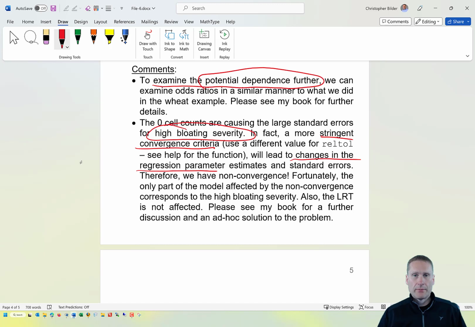So we have non-convergence. Now you might be wondering, wait a second, why are you using this model to do this hypothesis test if we have non-convergence? Well, fortunately, the only part of the model that's actually affected by the non-convergence corresponds to high bloating severity, and this likelihood ratio test actually is not affected by it. Meaning that if I were to use a more stringent convergence criteria, I'd get exactly the same answer. So in this particular case, it's okay to do that. If, though, you wanted to look at how we can get around having this non-convergence, take a look at my book for an ad hoc solution to the problem.